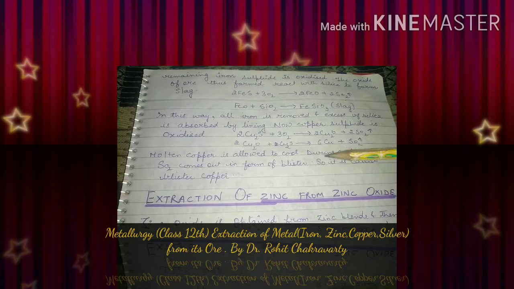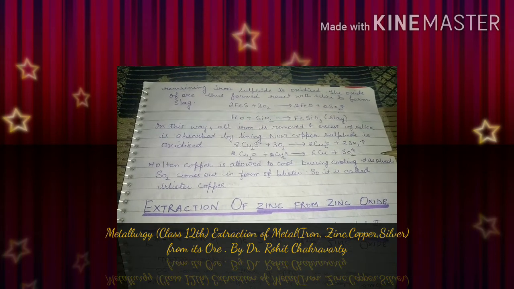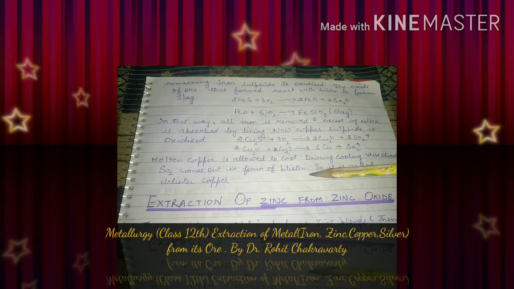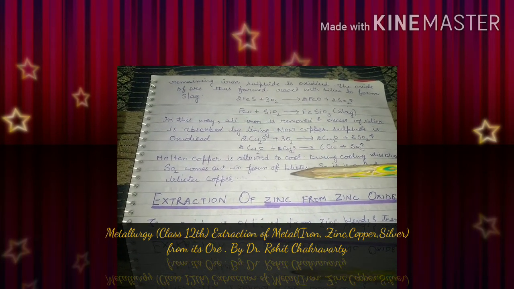The molten copper is allowed to cool. During cooling, the dissolved sulfur dioxide comes out in the form of blisters. So it is called blister copper.